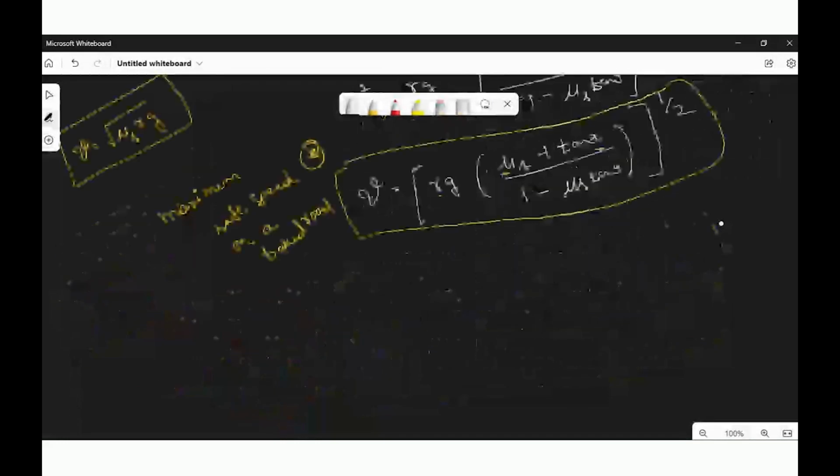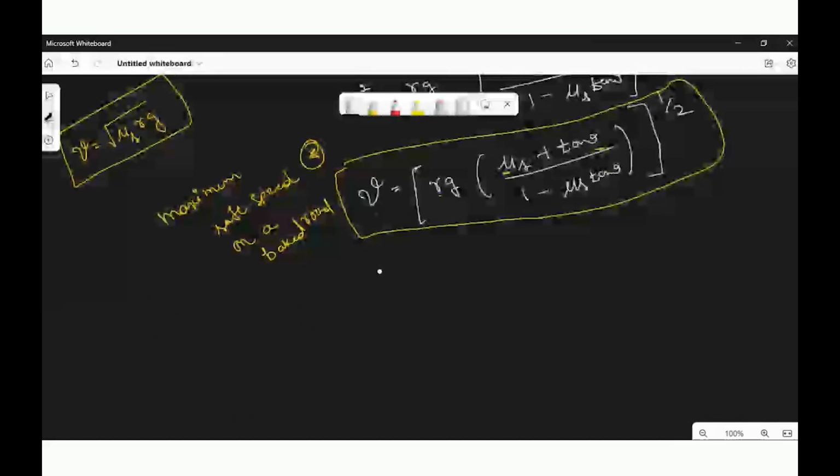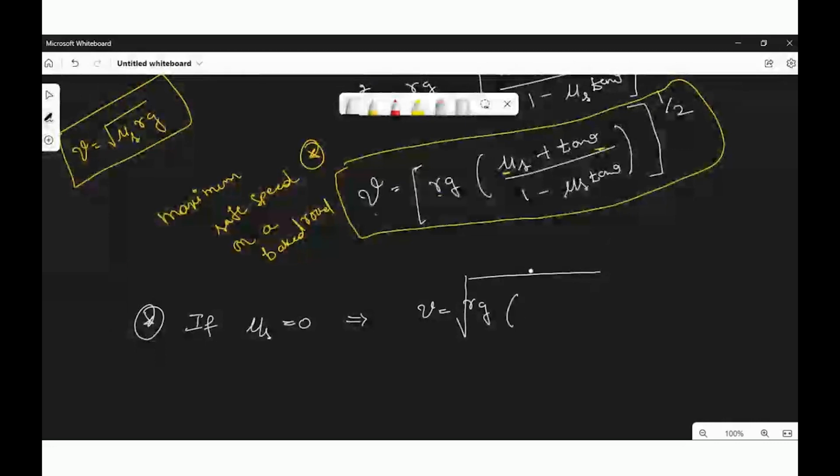If I say the vehicle is moving on a perfectly smooth road, this is the special case. Smooth road means the coefficient of friction is 0, mu s equals 0. So what we'll get? The safe speed is equal to the square root of RG into mu s, which is 0, so tan theta divided by 1, which is simply root of RG tan theta.